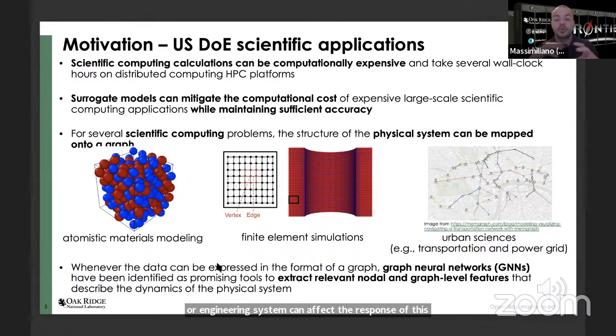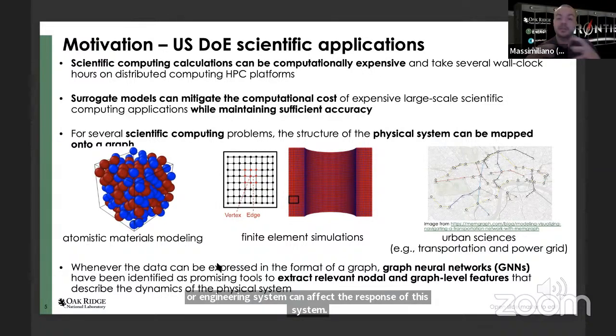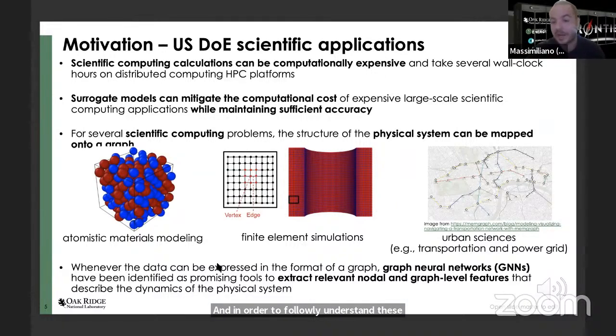And in order to thoroughly understand this interdependence between input controllable parameters and the response of the system to such variations of the controllable parameter, it is necessary to run very large ensembles of very expensive calculations. And this can be unaffordable even for state-of-the-art supercomputers.